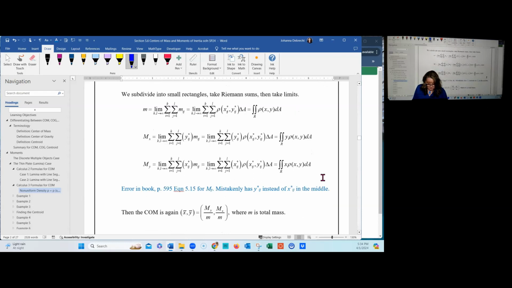And then once we have this, our center of mass is again given by x bar, y bar, this average location of all the atoms and molecules, where we divide the moment in the y direction by the total mass, and the moment in the x direction by the total mass. And again, to find the total mass, we just have to add up all the masses of those tiny little rectangles where we're assuming that the density is constant. And that gives us this double integral that you see here. So let's go ahead and work an example.